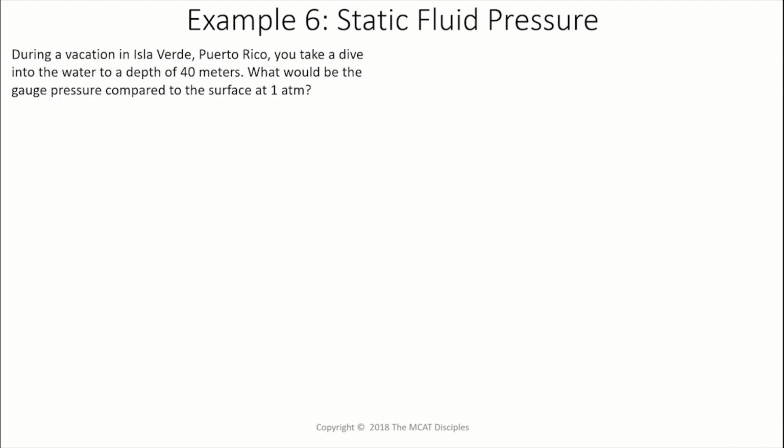Another example. During your vacation in Isla Verde, Puerto Rico, you take a dive into the water to a depth of 40 meters. What would be the gauge pressure compared to the surface at 1 atmosphere? All right, so we're looking for gauge pressure here. What's gauge pressure? We know P is equal to rho gh, the absolute pressure, or the total pressure, or the real pressure, plus P0, the atmospheric pressure. We want to know the gauge pressure, so we just want to know P minus P0, which is equal to rho gh.